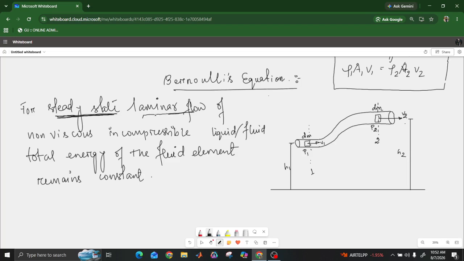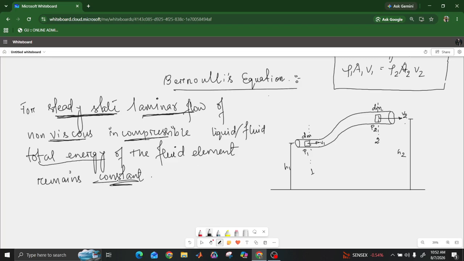Laminar flow, I have already taught, laminar and turbulent, Reynolds number. Non-viscous means we consider the viscosity to be zero. Incompressible means density is constant, so rho 1 will be equal to rho 2. The fluid that is flowing, we consider to be the same fluid at the same temperature, so the liquid will have constant density. What is said? The total energy of the fluid element remains constant.